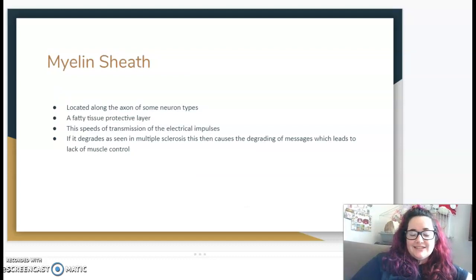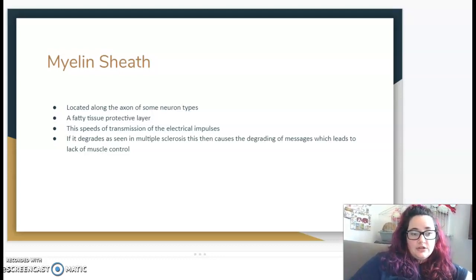The myelin sheath is located along the axon of some neuron types. So not all neurons are going to have a myelin sheath. The myelin sheath is a fatty tissue which acts as a protective layer, and this speeds up the transmission of electrical impulses along the axon. If it is degraded, which is seen in multiple sclerosis, otherwise known as MS, then this causes the degrading of messages, which leads to lack of muscle control.